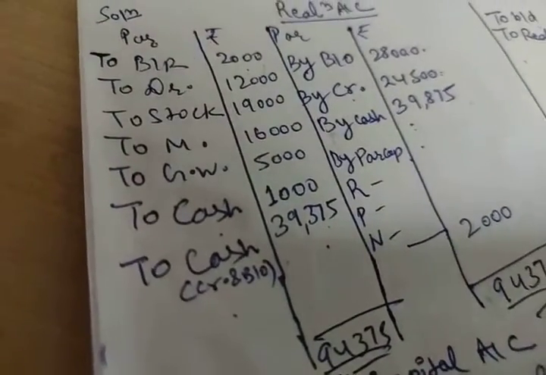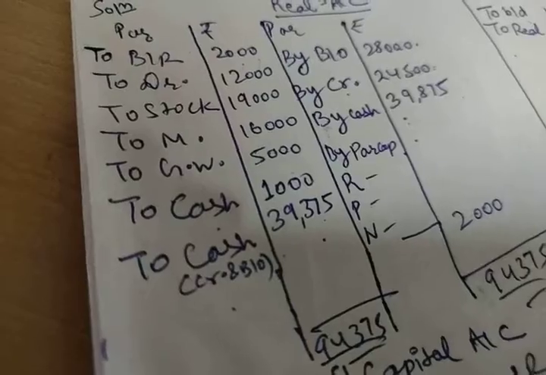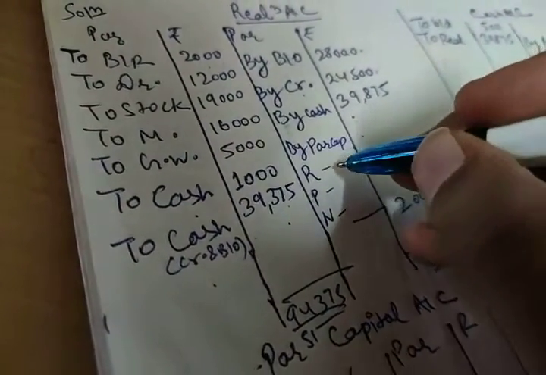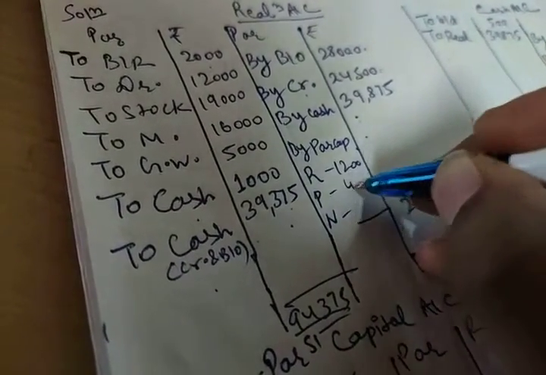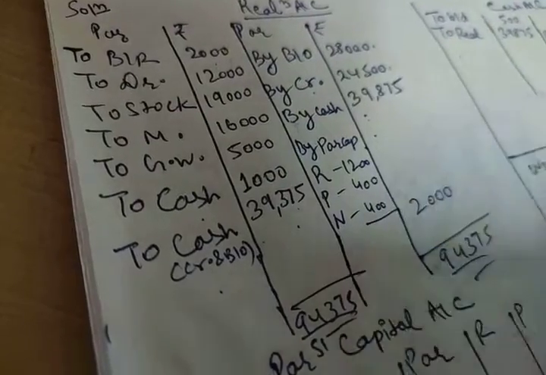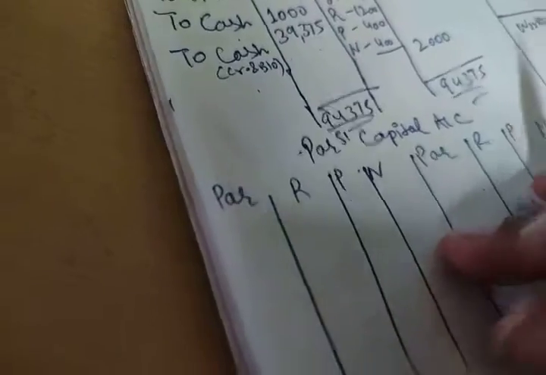And this we have to distribute among these three in the ratio of 3:1:1. So if we distribute that, R will get a loss of 1,200, P will get 400, and N will get 400. And this loss we have to transfer to our partners' capital accounts.